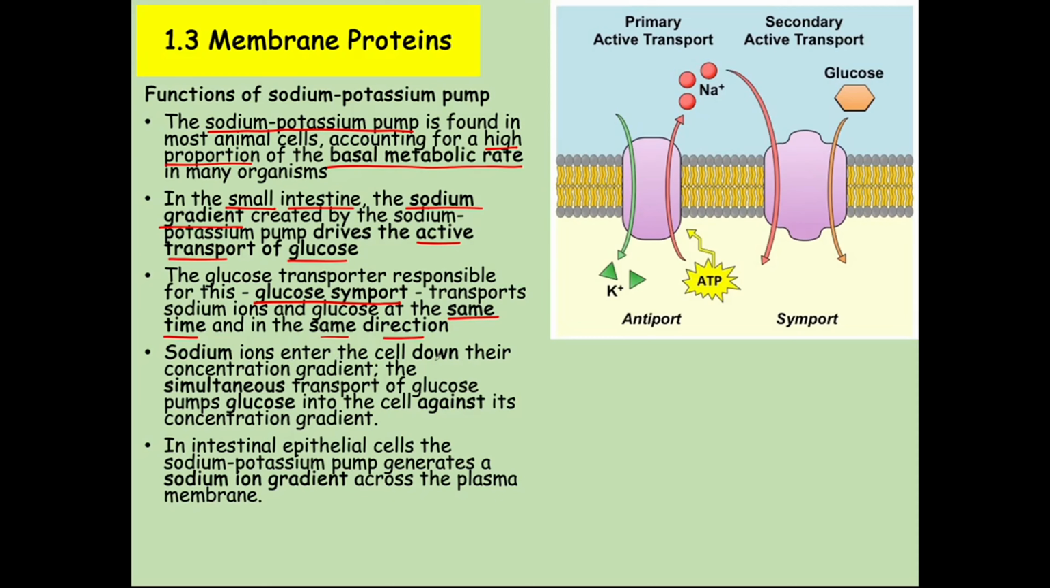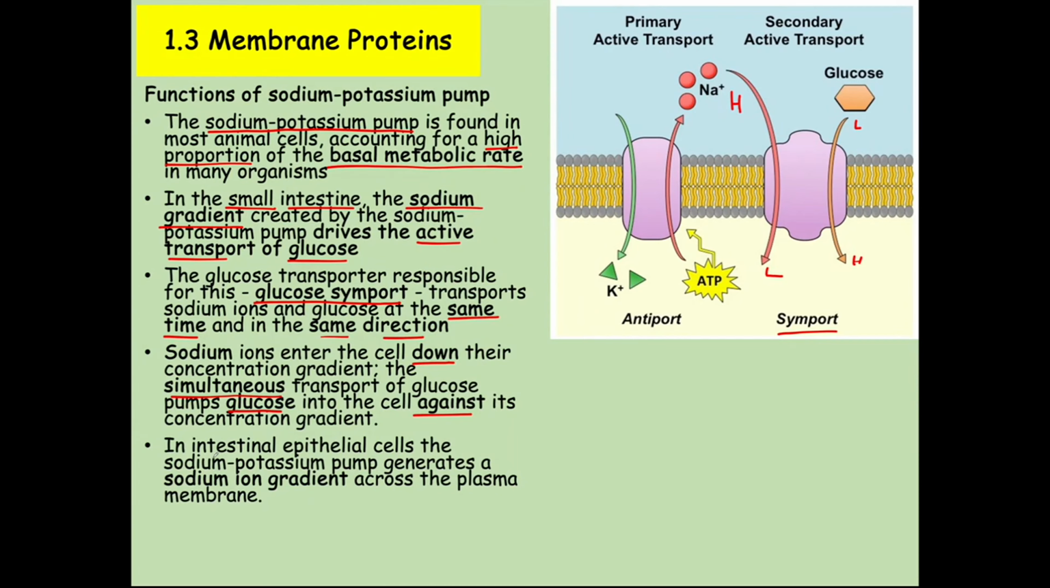So the sodium ions enter the cell down their concentration gradient. They're going from high to low. Meanwhile, there's a simultaneous transport of glucose, which has to be pumped into the cell against its concentration gradient. Okay, this one here is going from low to high, whereas our sodium here is going from high to low. And this transport happens simultaneously. That's why it's called a symport. Okay, simultaneously transporting the two molecules together.